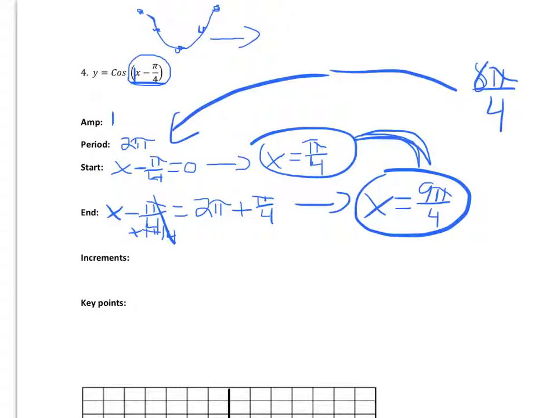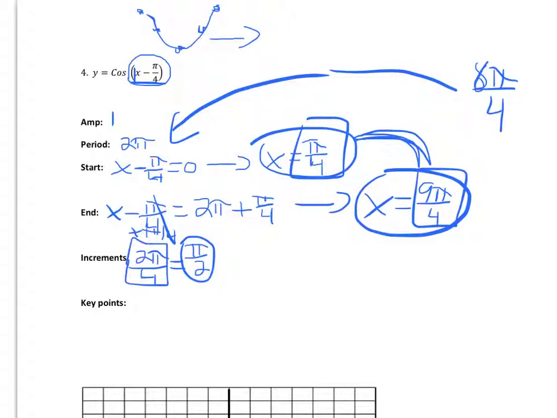Now to figure out all the x values in between, we have to use the increments. So the period, I take that, divide it by 4. 2 pi over 4 reduces to pi over 2. You know what I'll probably do? Since I have these as pi over 4, I'm probably just going to use this 2 pi over 4 to keep adding to the x values to get all 5 x values. So key points, I know I start at pi over 4. I'm going to get 5 key points.